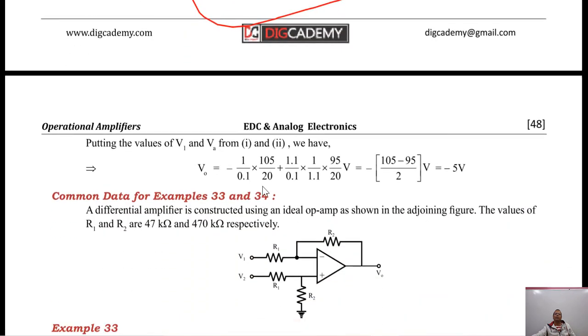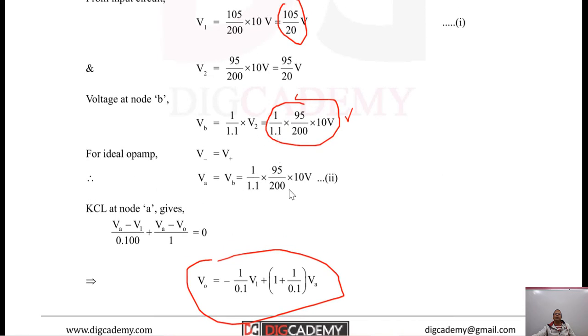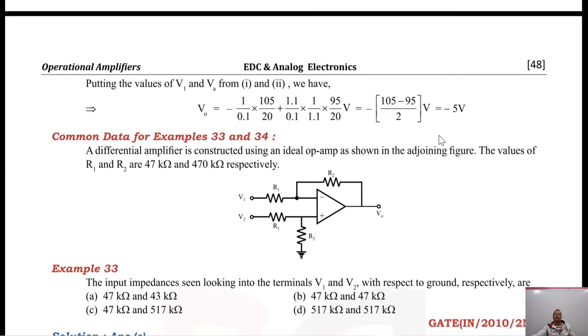So by simply putting VA from this expression here, I get the output voltage, that is equal to minus 5 volt. You can verify, you can simply apply these procedures or rules to the circuit. Whenever you find the output voltage, you find the voltage at the non-inverting terminal, then apply KCL at the inverting terminal. That is the procedure for every op-amp circuit, whatever the type of circuit. Fine. So let us come to the next question.